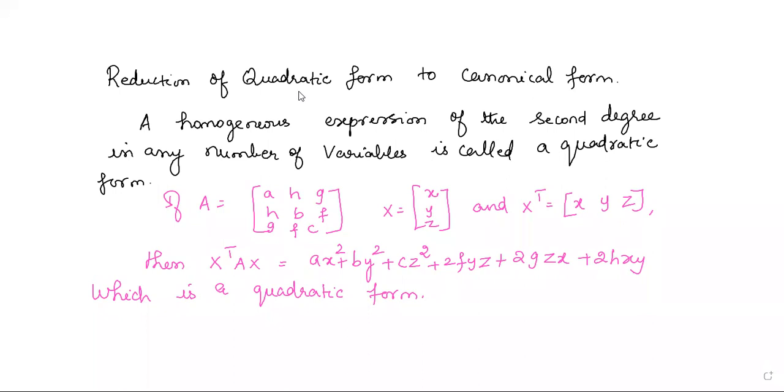Today we will see the reduction of quadratic form to canonical form. A homogeneous expression of the second degree in any number of variables is called a quadratic form.